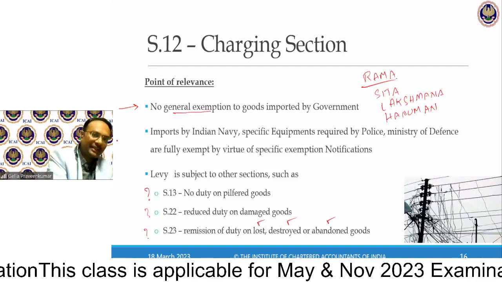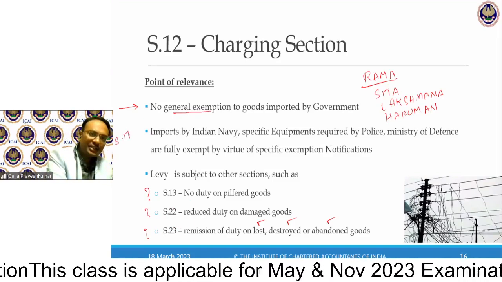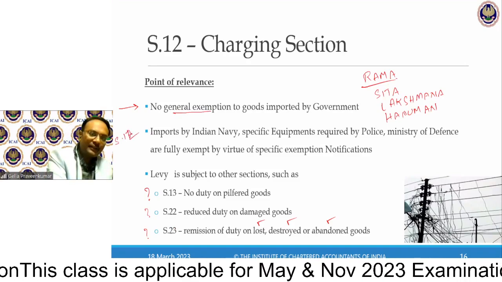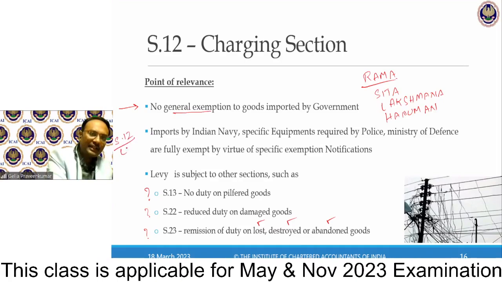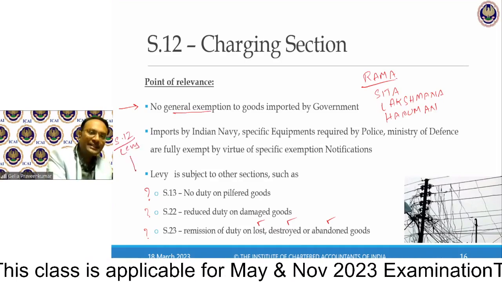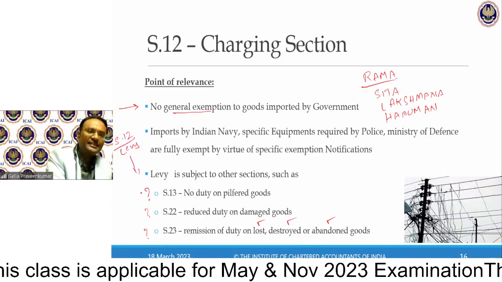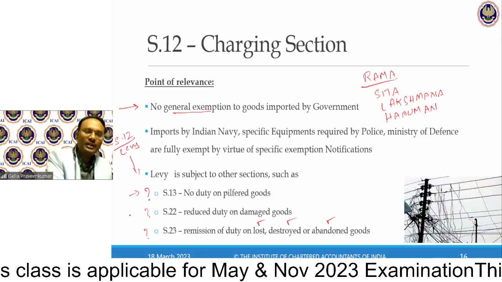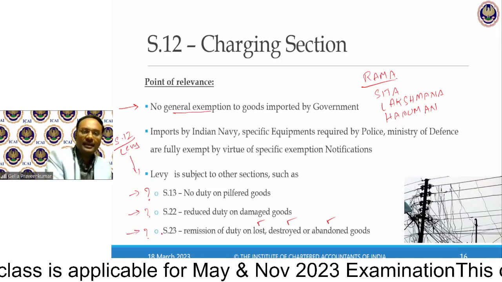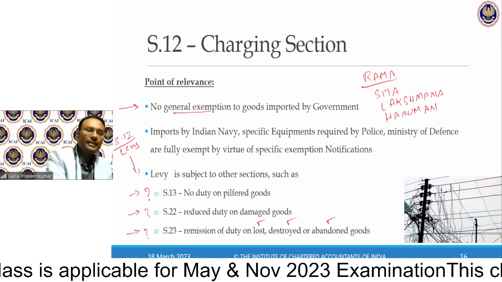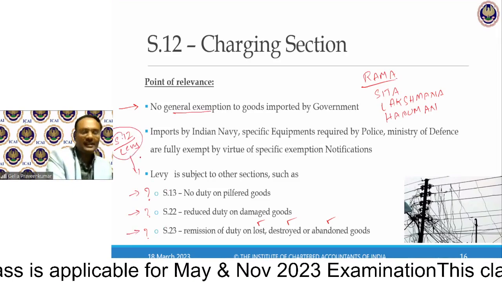Whenever you examine section 12 for the purpose of levy, that is to pay customs duty, please ask these 3 questions. Was there any pilferage? Answer is no. Was there any damage? Answer is no. Was there any loss or destroyed? Answer is no. Then please pay the duty determined under section 12.